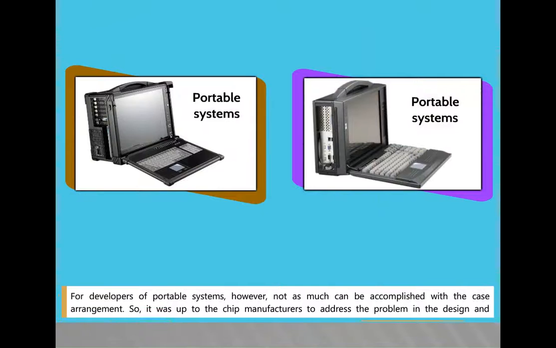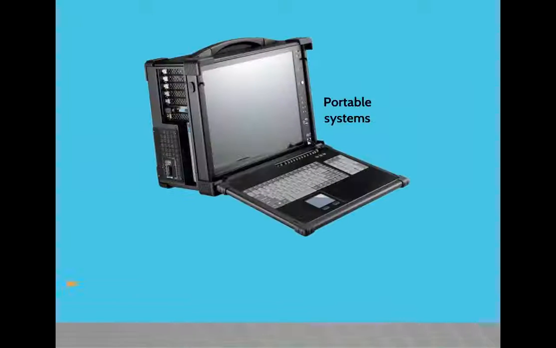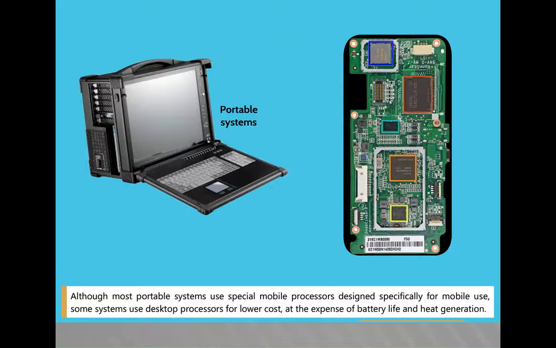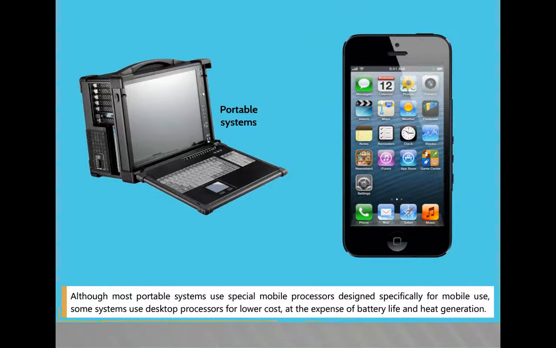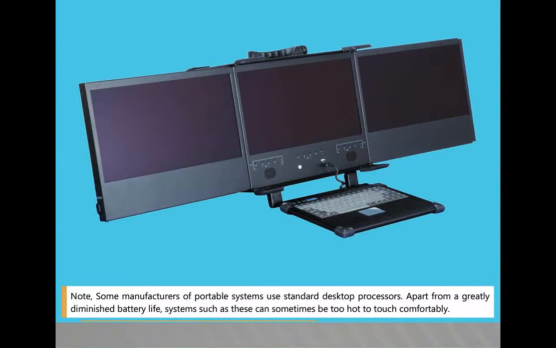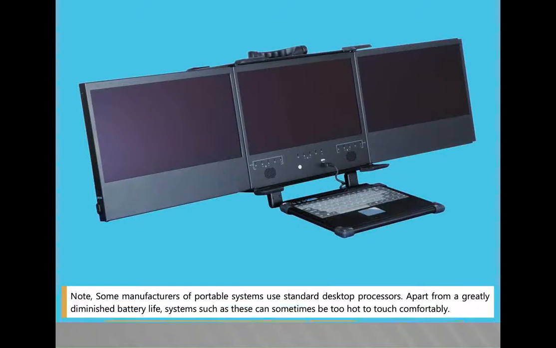For developers of portable systems, however, not as much can be accomplished with the case arrangement, so it was up to the chip manufacturers to address the problem in the design and packaging of the chip. Although most portable systems use special mobile processors designed specifically for mobile use, some systems use desktop processors for low cost, at the expense of battery life and heat generation. Note: some manufacturers of portable systems use standard desktop processors. Apart from a greatly diminished battery life, systems such as these can sometimes be too hot to touch comfortably.